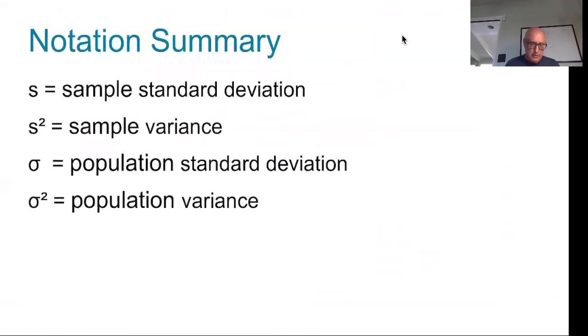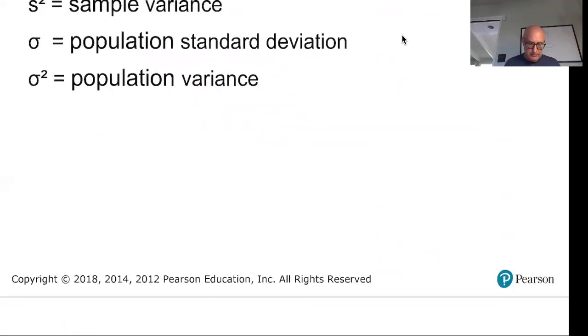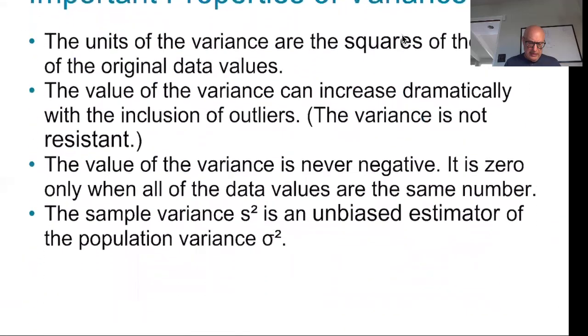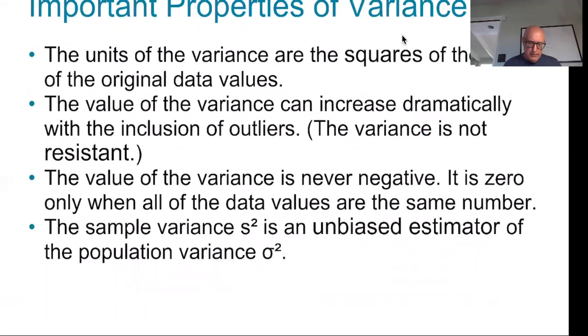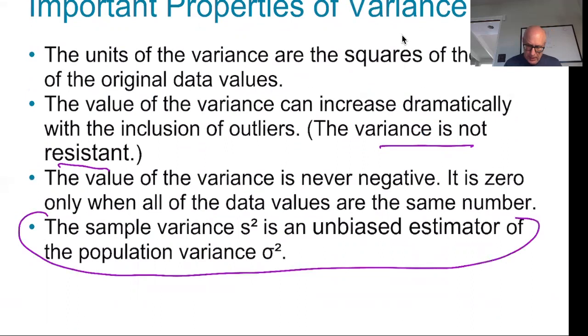So here's all our notation. Now the variance is not resistant, but this is the big thing here. We can use the sample variance to target the population variance. It's unbiased. So we'll do that later on when we're doing hypothesis testing and such.